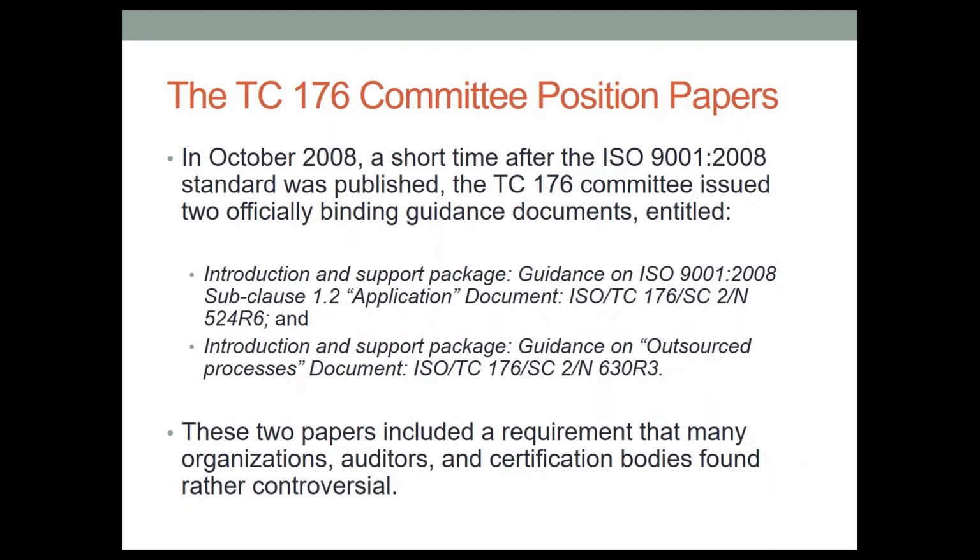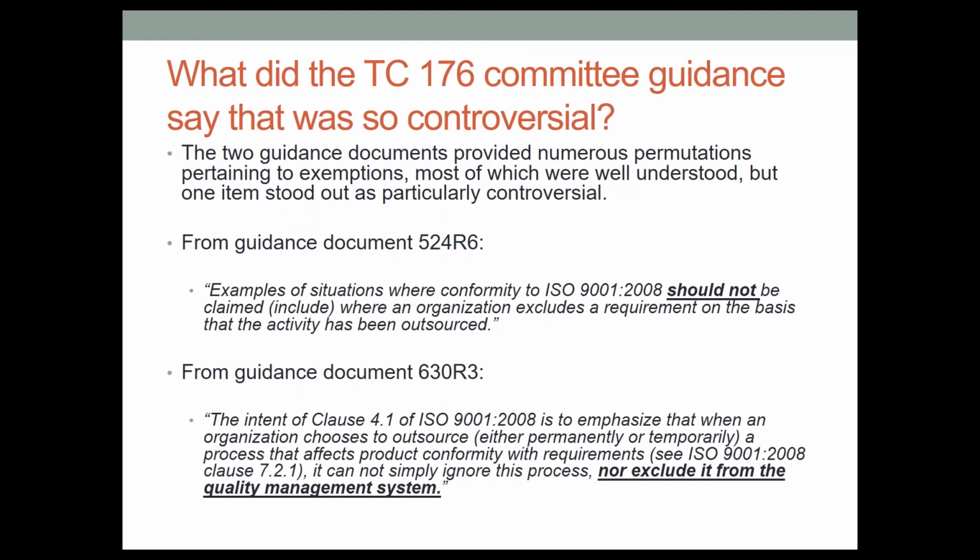So what was stated that was so controversial? Well, the 2 guidance documents provided numerous permutations pertaining to exemptions, most of which were well understood, but one item stood out as particularly controversial. So from guidance document 524R6, examples of situations where conformity to ISO 9001:2008 should not be claimed include where an organization excludes a requirement on the basis that the activity has been outsourced.